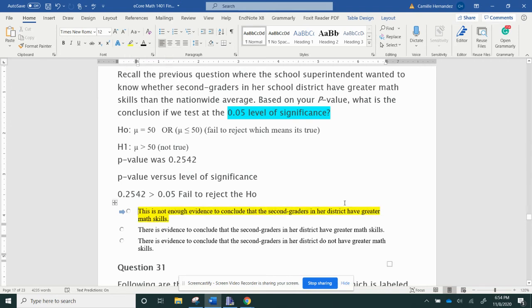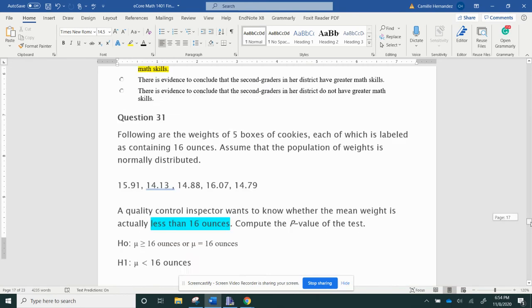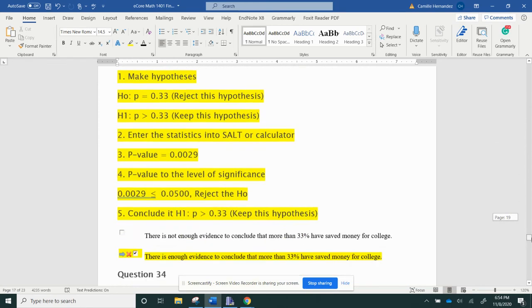that they have greater math scores. Because remember, this is what she believed, that they had higher math scores. We found out it wasn't true, so there's not enough evidence to support that it was true. So that's how you do that one. All right, let's go do 35 and 36 while we're on a roll, and we'll just finish this.